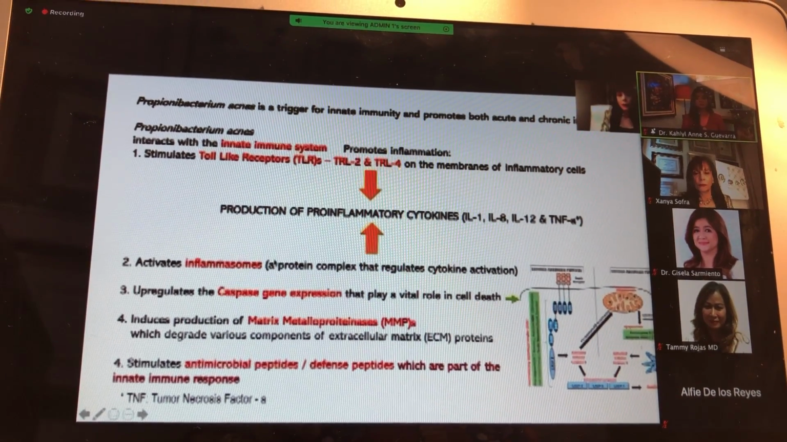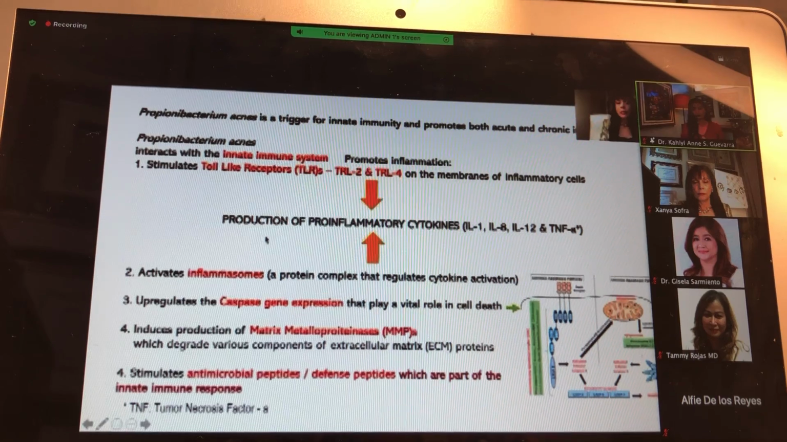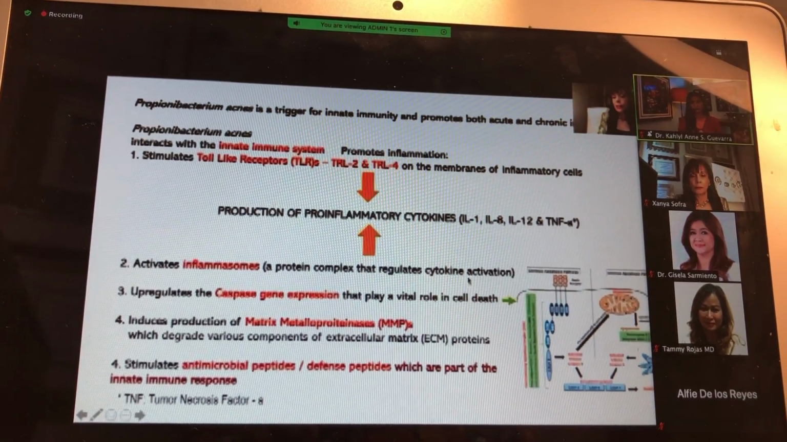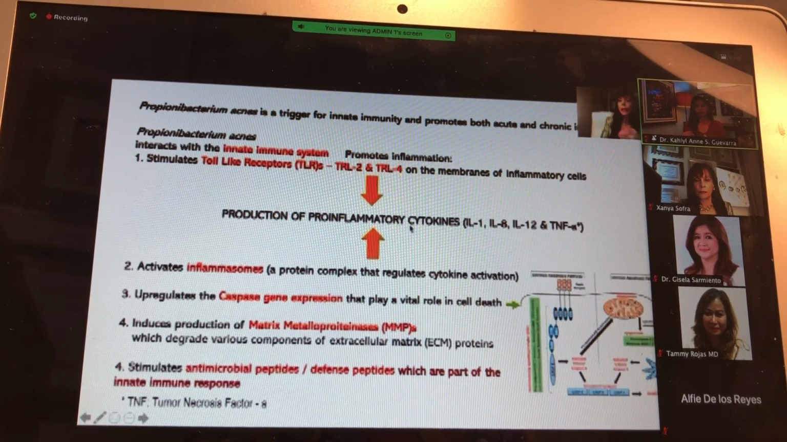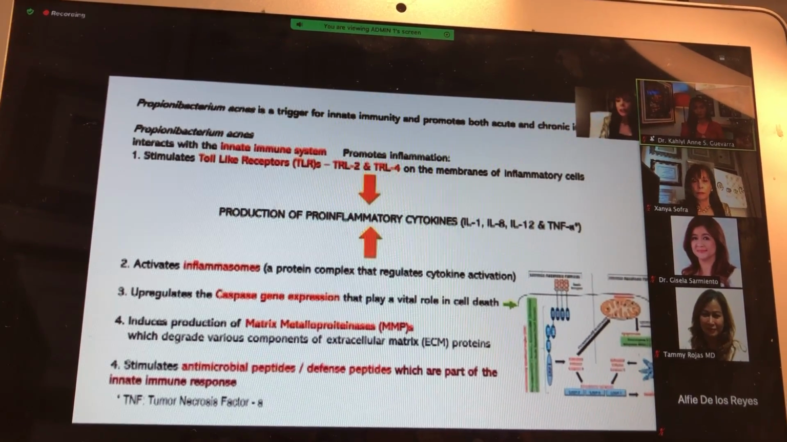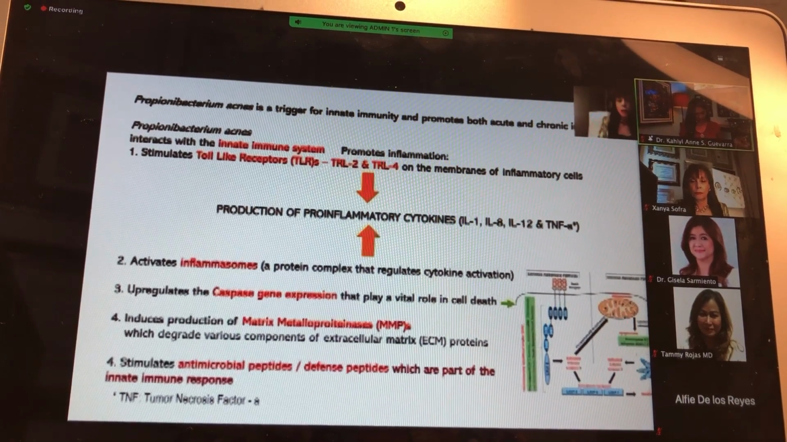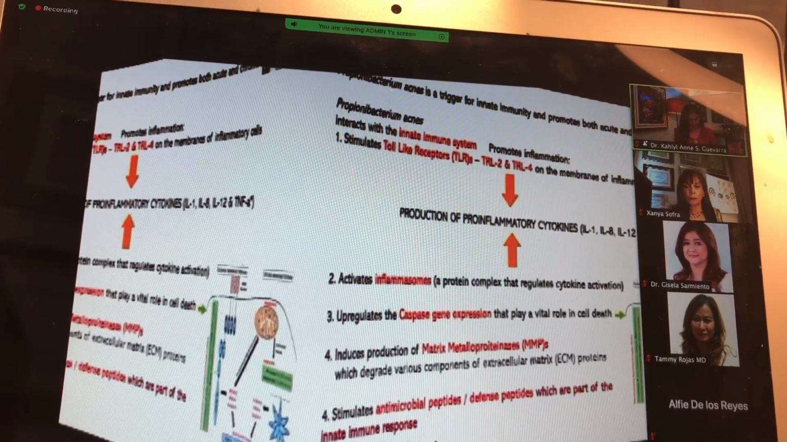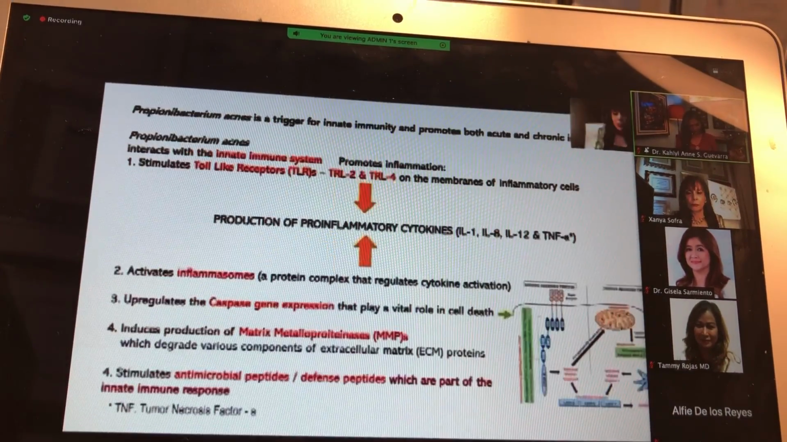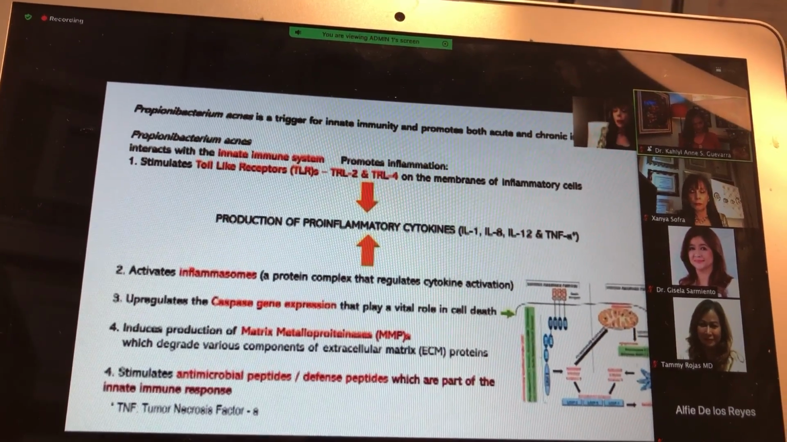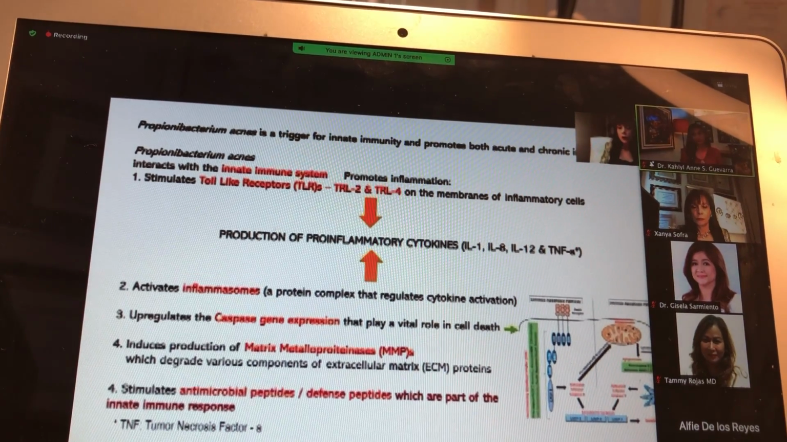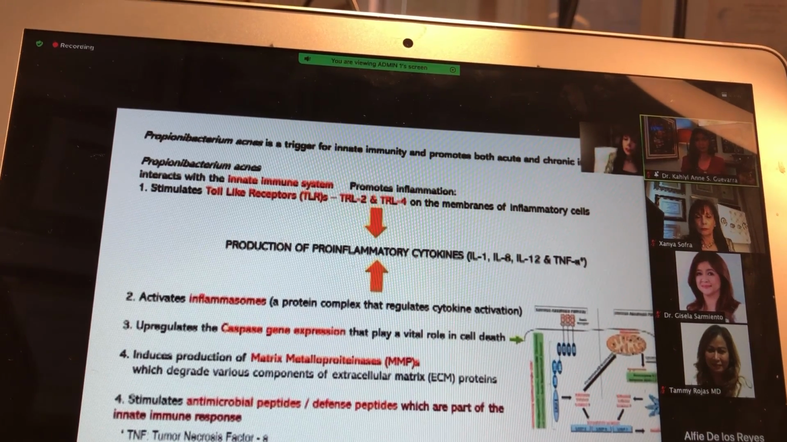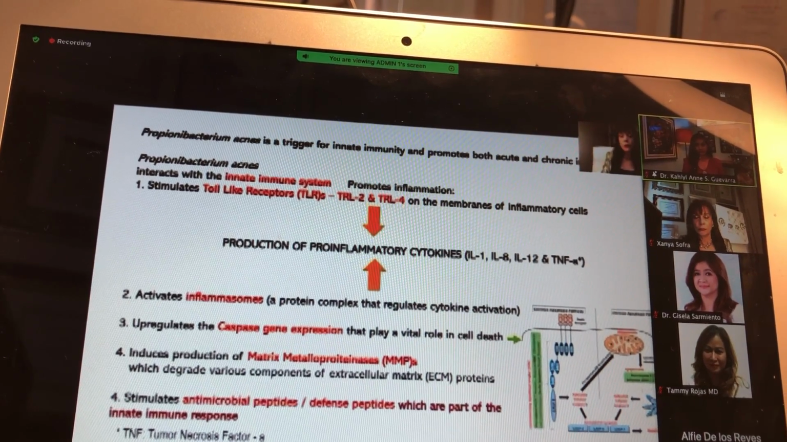This inflammatory process activates inflammasomes, which are protein complexes that regulate cytokine activation. So this comes from many different components that interact to create inflammation and therefore acne genesis. There is an upregulation of caspase gene expression, which induces production of MMPs, which degrade various components of extracellular matrix proteins. It also stimulates antimicrobial peptides, defense peptides, which are part of the innate immune response.